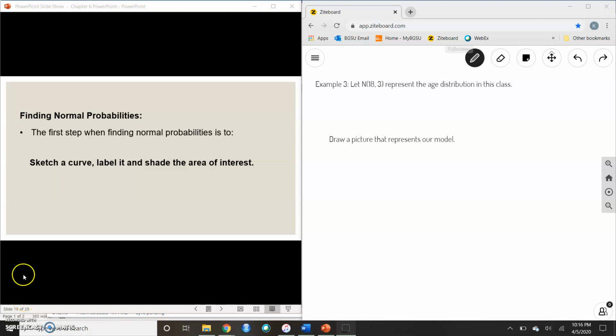Okay, so in the first part of this video, I'm just going to talk about how to prepare or how to sketch a curve in order to answer questions. I'm going to be starting at slide 19, working on example 3. In slide 19, we're told that whenever we're trying to find probabilities using the normal distribution, the first step is to always sketch a curve, label it, and shade the area of interest. This is going to help us when we're actually trying to solve probabilities, and is another way for us to make sure that our answer makes sense.